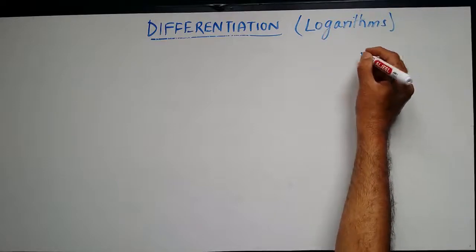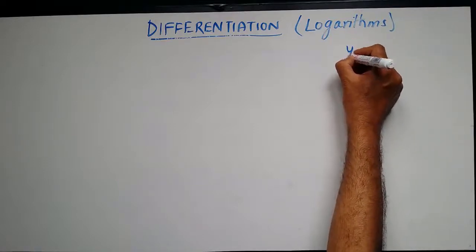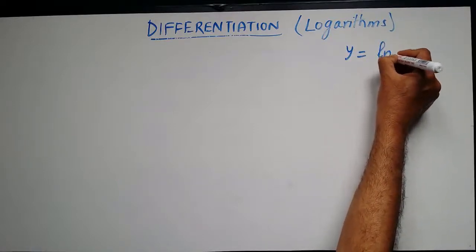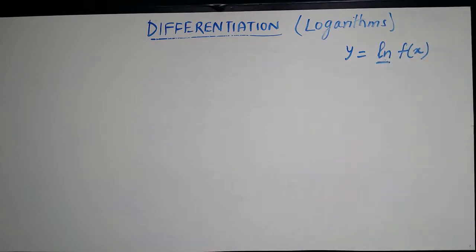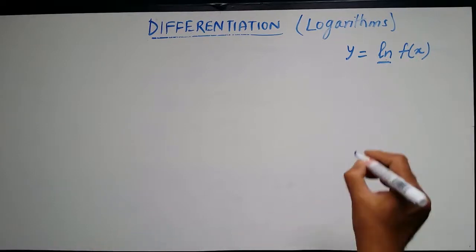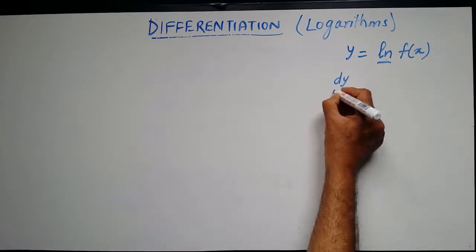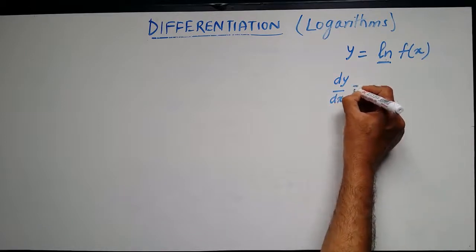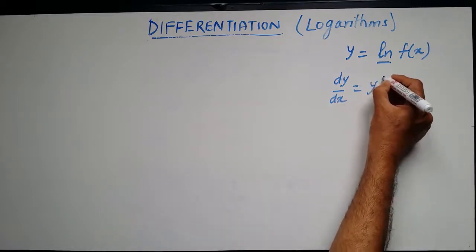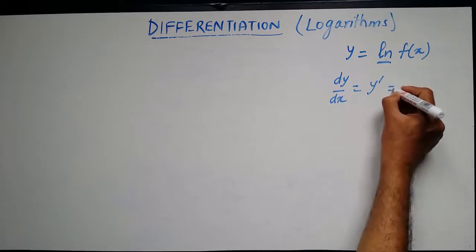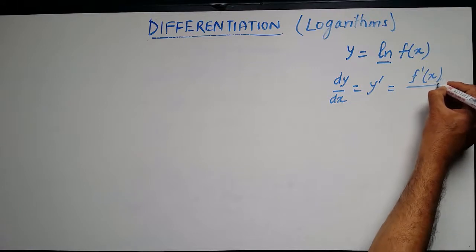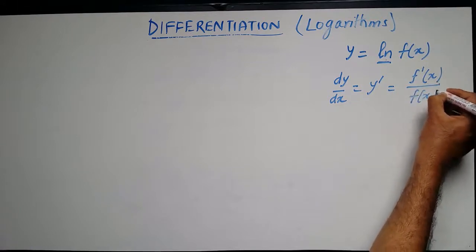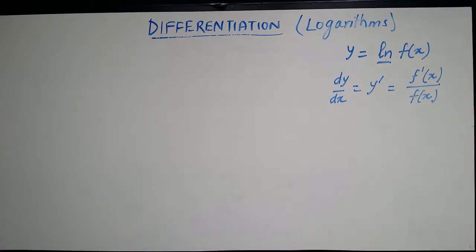Now, if we have a function y is equal to ln of f(x), where ln means the logarithm to the base e, then the rule says dy/dx, or y dash, is equal to the derivative of that function upon that function. So let's take an example to see how this is done.